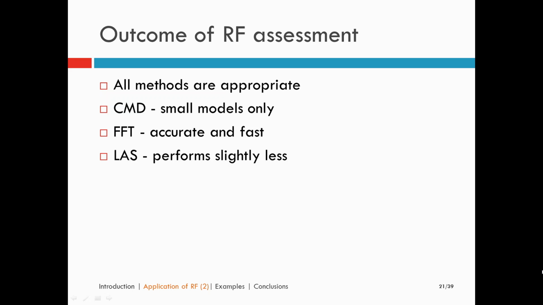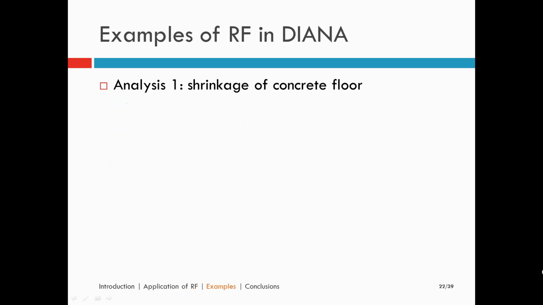And then the last method, the local average subdivision method, performs slightly less than the fast Fourier transform method, but is quite okay. As I said, all methods are implemented and can be used.